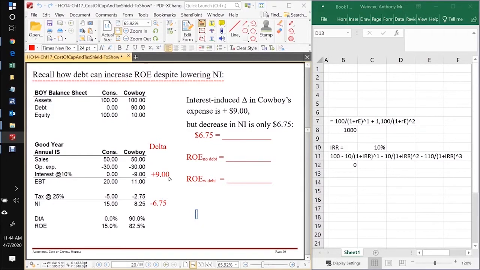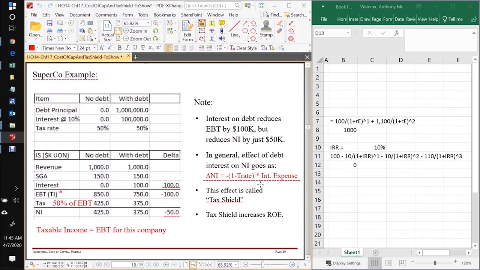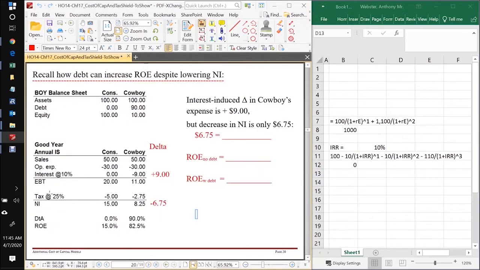You can get this number just by working out all the math on the income statement, but we could also use our little formula over here, 1 minus the tax rate times the interest expense. So we need to know what's our tax rate here. So it's 25%, okay? So the 6.75 is equal to 1 minus 25% times our interest expense, which is 9. Okay. And you should double check me on that, but again, I think you're going to see it works out just fine.